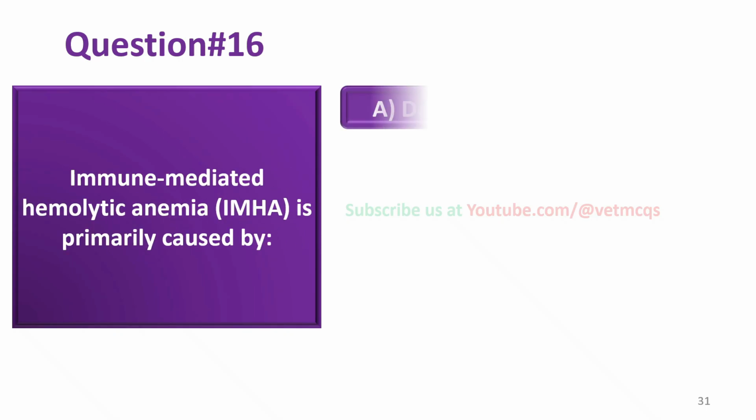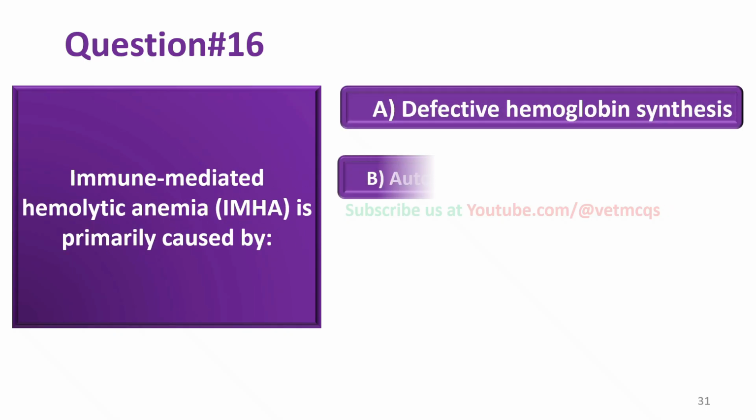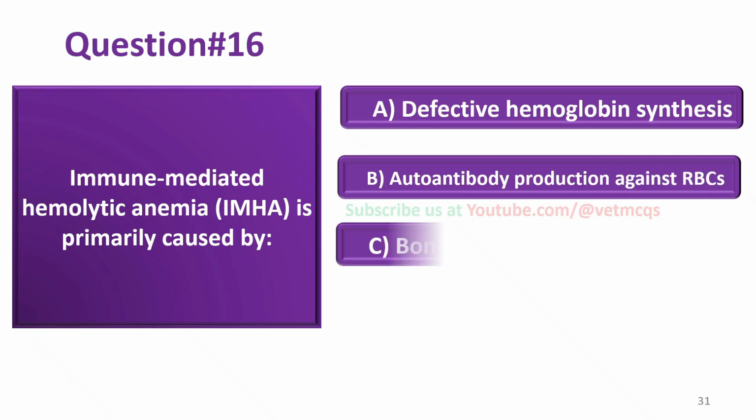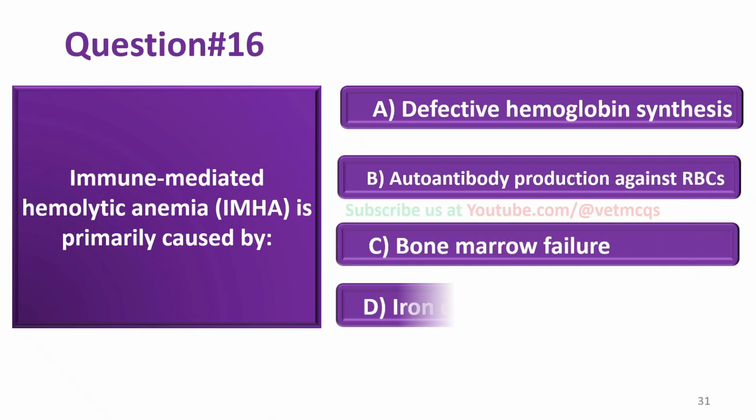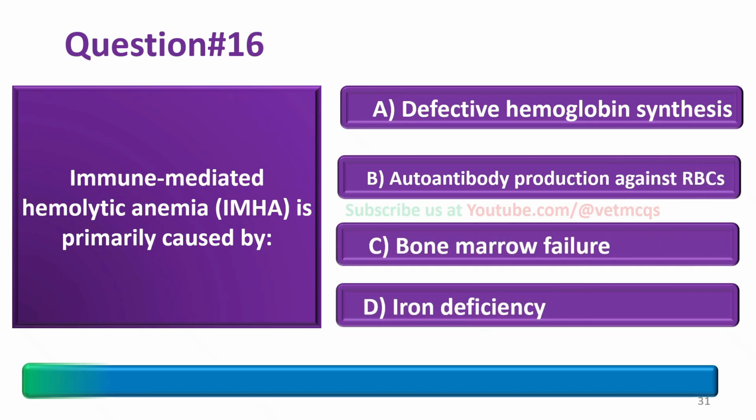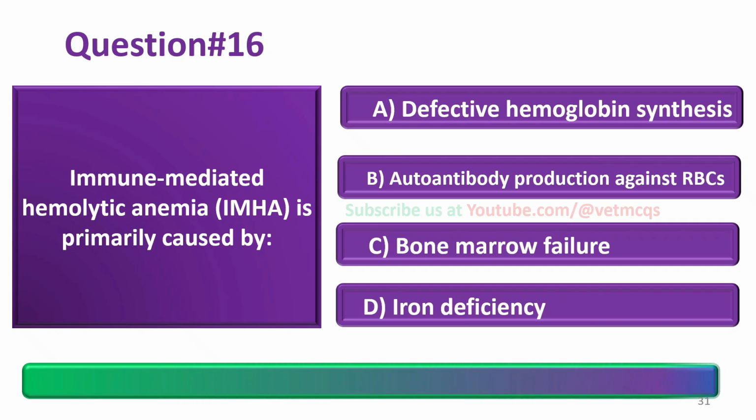Immune-mediated hemolytic anemia is primarily caused by defective hemoglobin synthesis, antibody production against RBCs, bone marrow failure, iron deficiency. And the correct answer is option B, that is antibody production against RBCs.